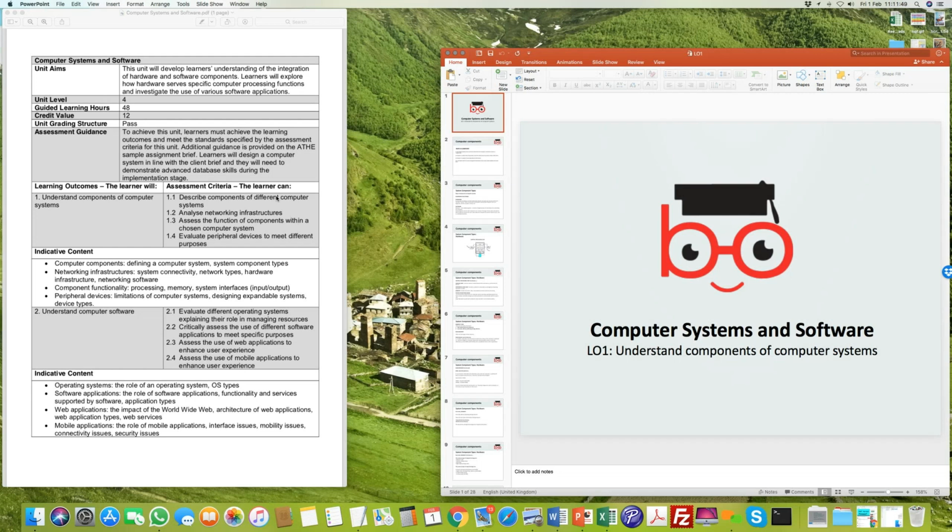But we'll also look at some of the inner details of what the hardware constitutes and what the software constitutes. So how do we differentiate between the two? And we understand the roles and functions of hardware and software. They come together as individual components to run a package, which is basically a computer system. So the first learning outcome essentially focuses on you understanding what the components of a computer system are.